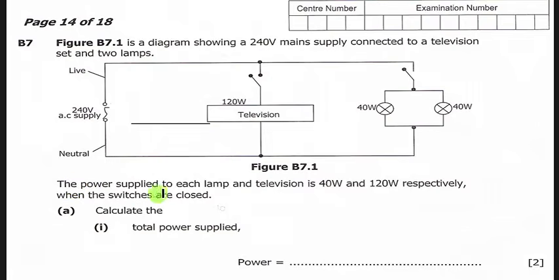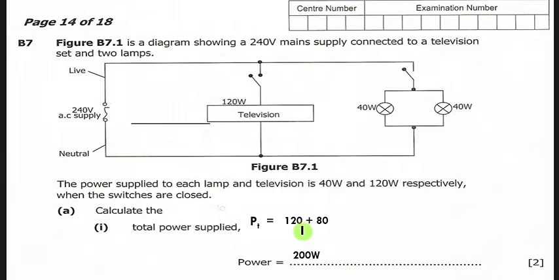Then they're saying the power supplied to each lamp and the television is 40 and 120 respectively when the switches are closed. This switch is closed and this switch is closed. Here to receive 120 watts, here to receive 40. Then they're saying calculate the total power supplied. So power, you just add this one plus this one plus this one, which will be 80 plus 120. When you add it, it will be 2000 watts.